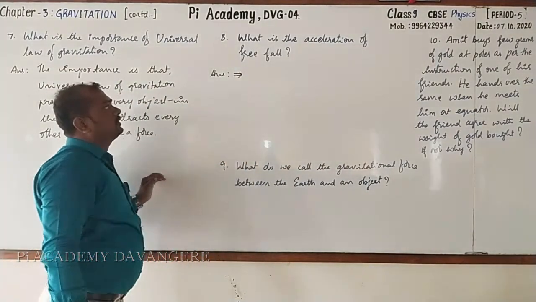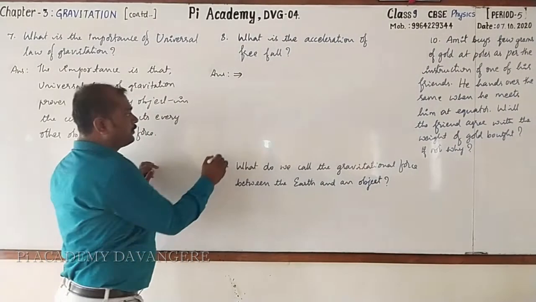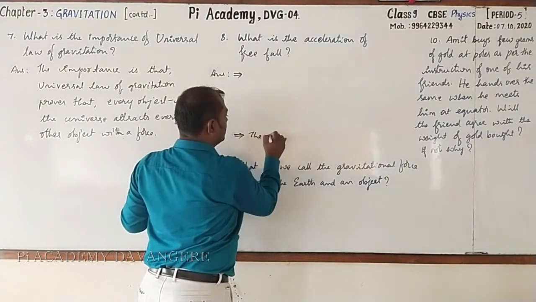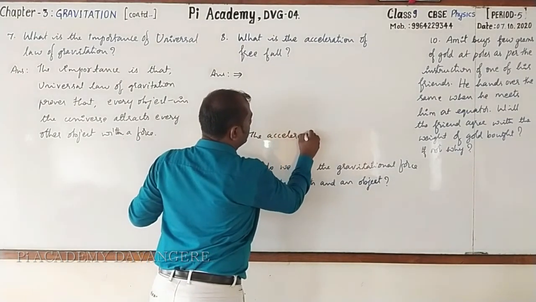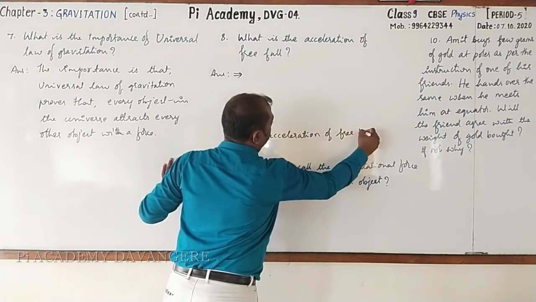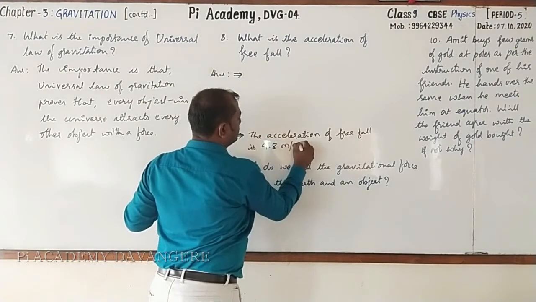What is the acceleration of free fall? The acceleration of free fall is 9.8 meter per second square.